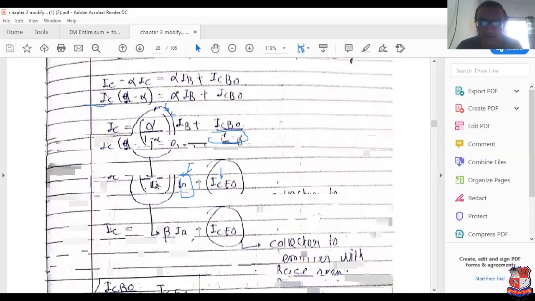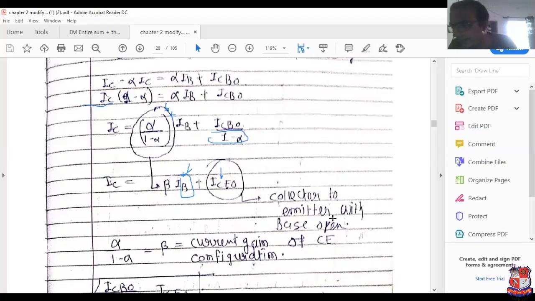So α/(1 − α) is known as beta. So β = α/(1 − α), and IC = β × IB + ICEO. ICEO is the collector to emitter current with base open. It means all the electron-hole combinations are transferred via the emitter only. That's why it is known as the common emitter configuration.